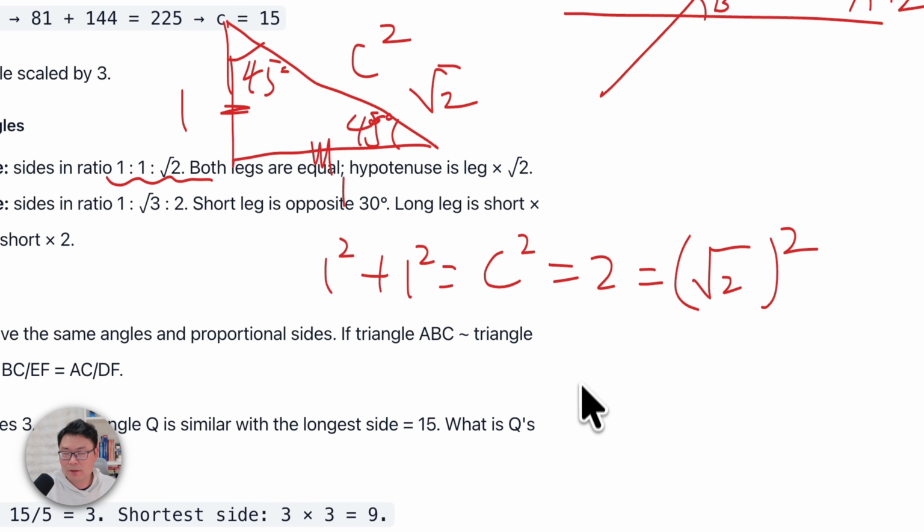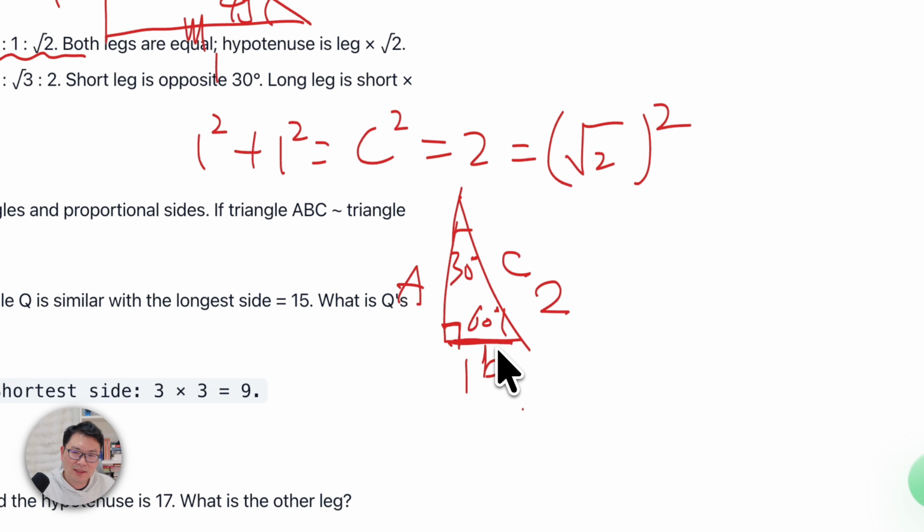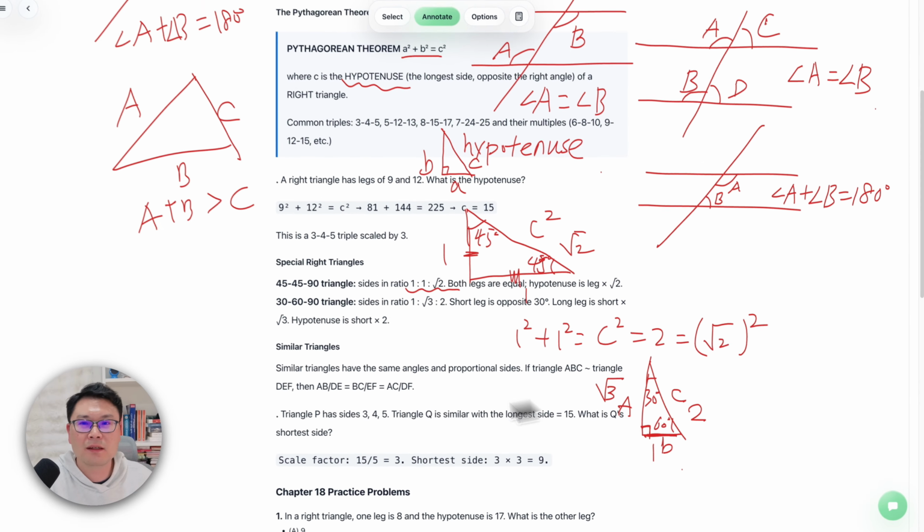And then if you have a special triangle like this one here, and you have 30 degrees here and 60 degrees here, and this is a 90 degrees angle, then this side is going to be half of the hypotenuse. So if this side is 1, then C has got to be 2, and this side has got to be square root of 3, and they also fulfill the Pythagorean theorem.